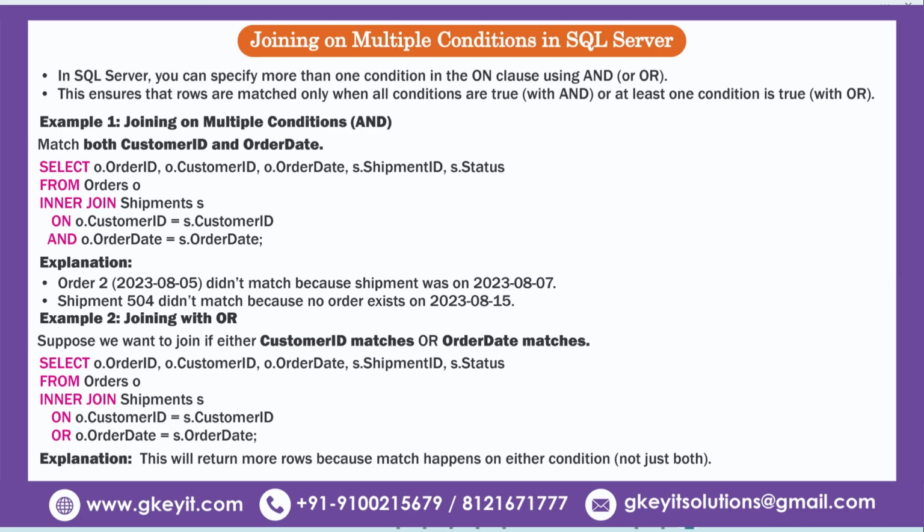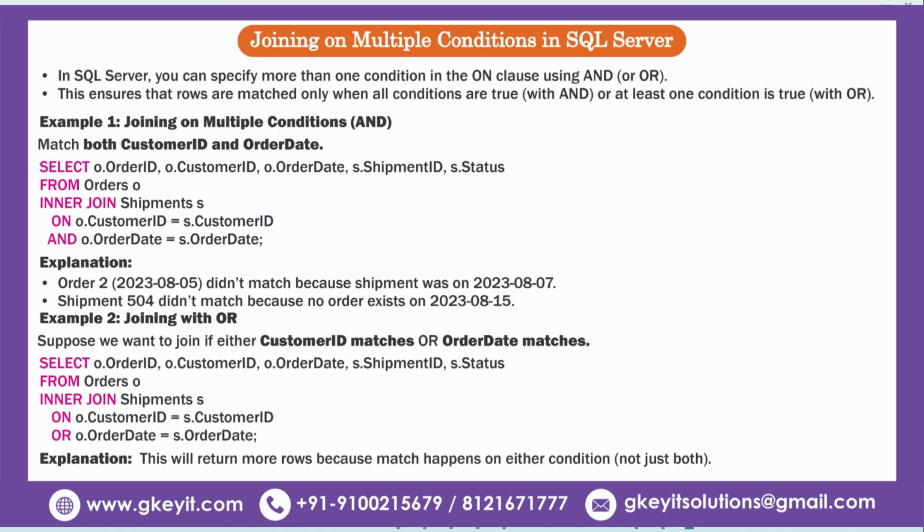Here we have used two conditions in the ON clause: CustomerID equals CustomerID and OrderDate equals OrderDate from the Orders and Shipments tables. Here is the explanation. Order 2, dated 2023-08-05, didn't match because the shipment was on 2023-08-07. Shipment 504 didn't match because no order exists on 2023-08-15. We'll see these things practically in SSMS.